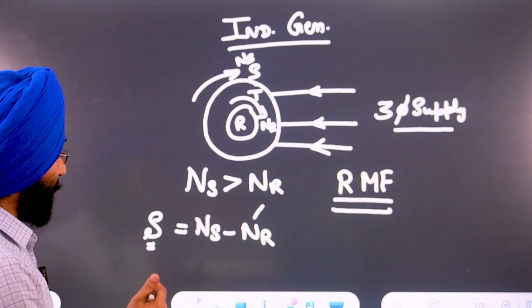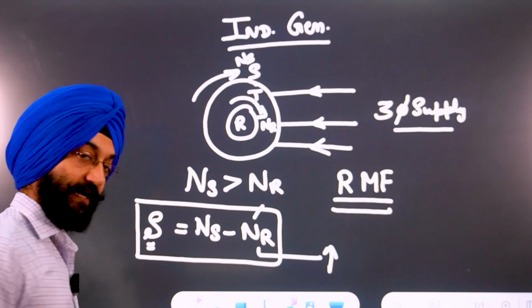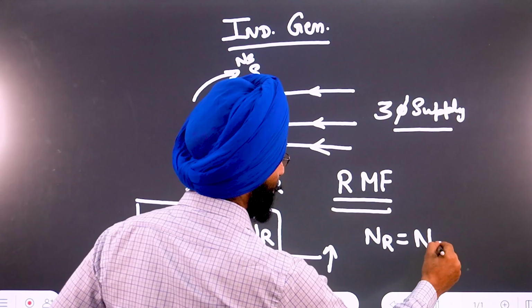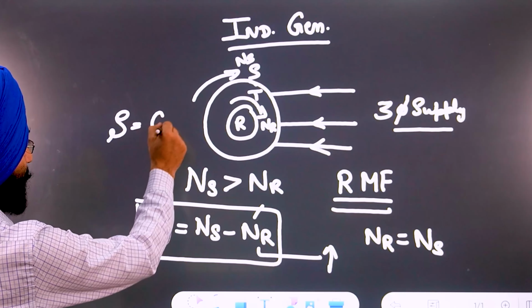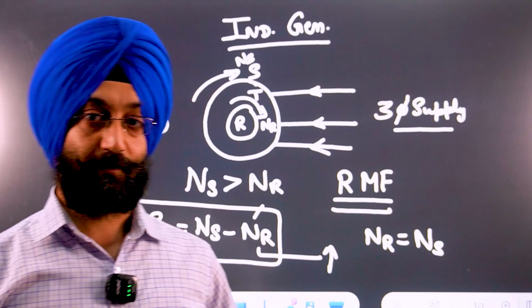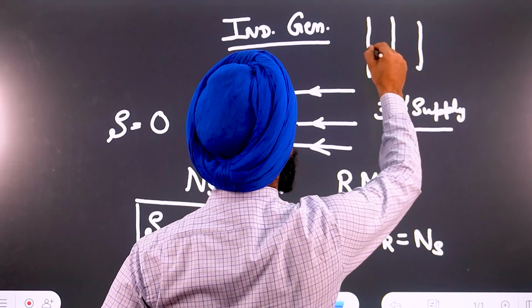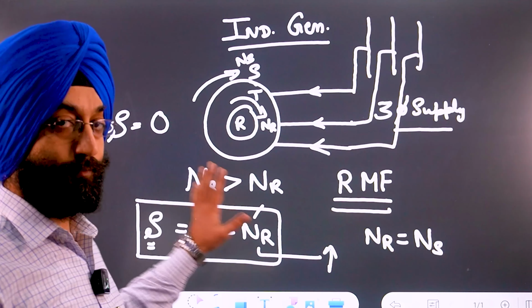Now, further, if we increase the speed of nr, a stage will come when nr will become equal to ns. Then the value of slip will become 0. Then the induction motor works as a no load motor. That means it will neither draw any power from the grid, nor will it supply any power to the grid. It is acting as a zero load on the three-phase grid. I hope this operation will be clear.